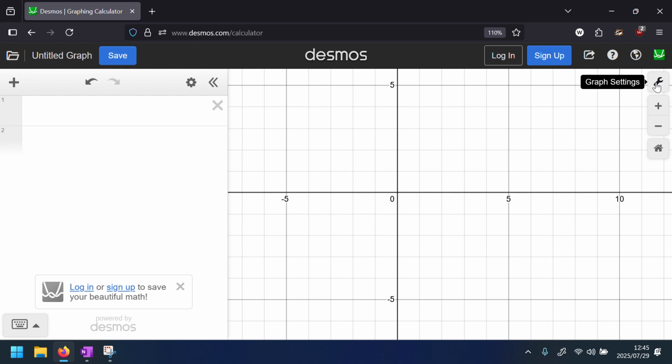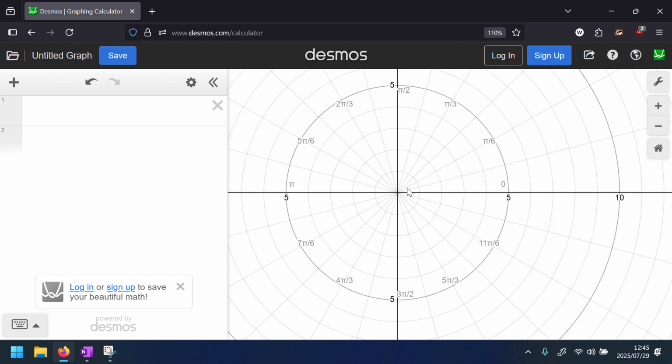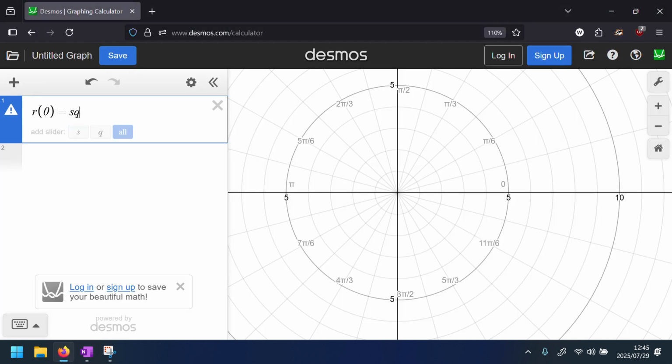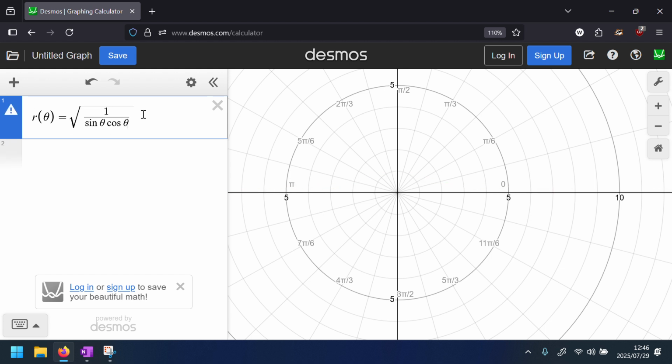In the top right, you go here to graph settings, and you click this one over here, the second bit. So this first one over here, this grid, that means Cartesian. The second option here with the concentric circles, that means polar. So you click that, and now everything goes to polar. Okay, so now that it's in polar, we can put our polar function, and it will sketch it. So let's put r of theta is equal to, we just copy that. Okay, so that's going to be equal to square root 1 over sine theta cos theta.